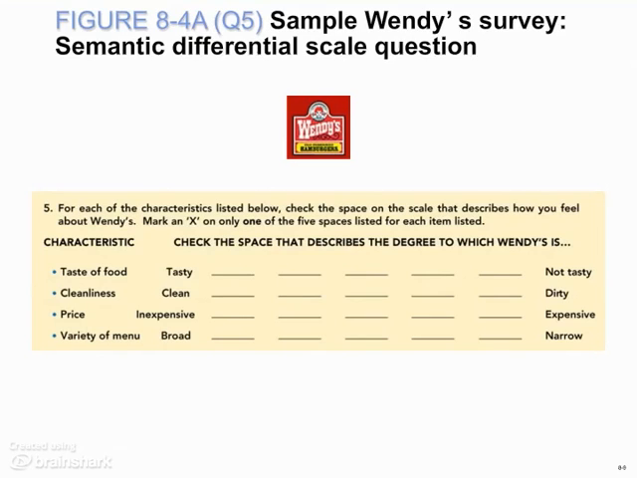And what they're asking the individual to do is to click the space on the scale that describes how you feel about Wendy's. And they want you to mark an X in the blank line that fits the best. So from most tasty on the left to not tasty at all on the right is how they identify a semantic differential scale.